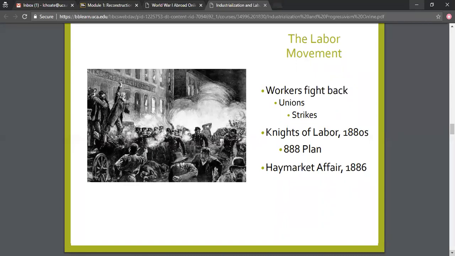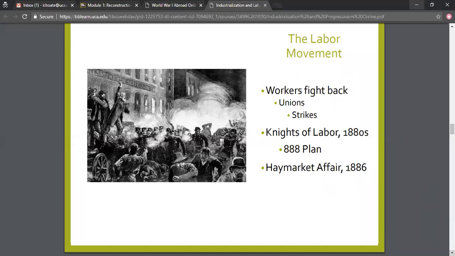They didn't even segregate based on race, and that was incredibly unique for this particular time. They began in the 1880s, and one of their causes that they championed is something called the 888 plan. That meant 8 hours for work, 8 hours for sleep, 8 hours for what you will. Basically, they were arguing that people should be reducing the 14 to 15-hour workday to an 8-hour workday, which was going to be a huge change for a lot of businesses.